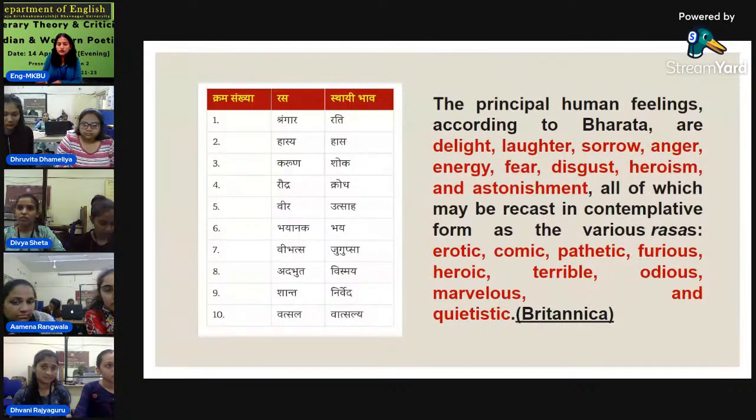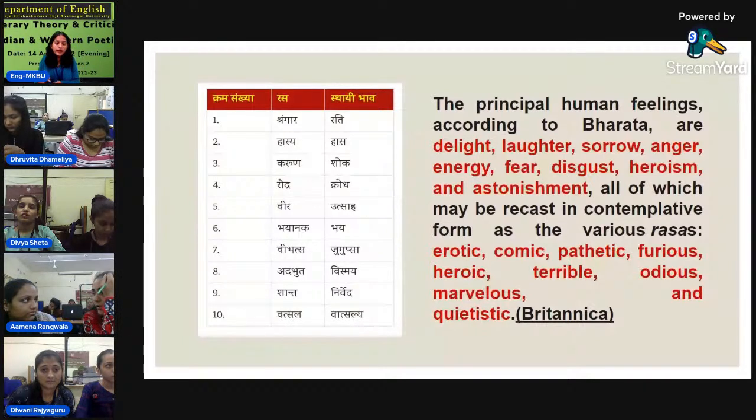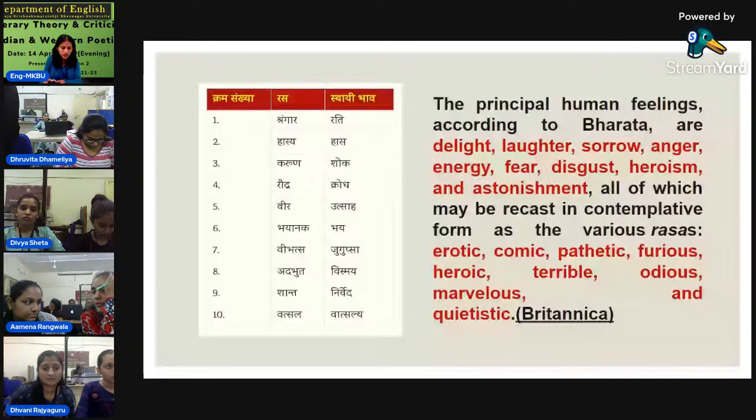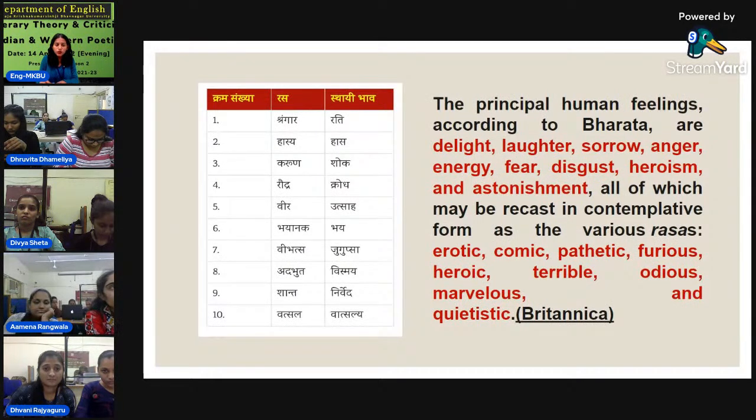So basically Bharat Muni has introduced us to eight or nine rasas in his Natya Shastra, and then later on the list has increased. I have put the 10 types here: Shringar, Hasya, Karun, Rudra, Veer, Bhayanak, Vibhatsa, Adbhut, Shan, and Vatsal. And for those rasas, the Sthayi Bhav are Rati, Hasya, Shok, Krodh, Utsah, Bhoy, Jugupsa, Vismay, Nirved and Vatsalya. As I have said, there are rhetorical sentiments and emotional sentiments.